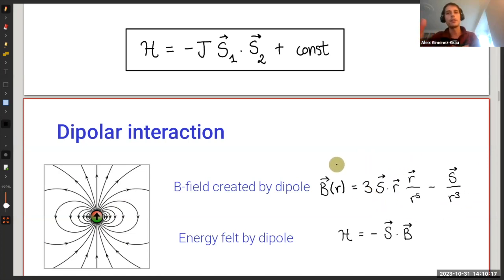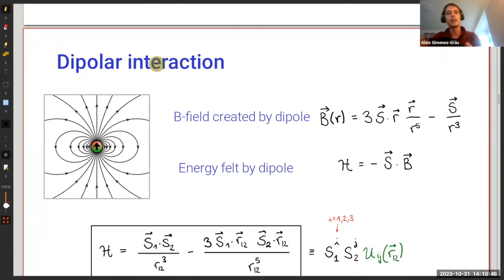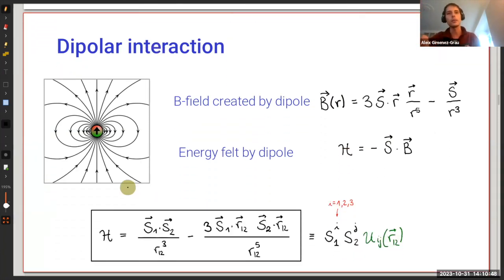And that's one part of the story. The other part of the story is that if you have a dipole and you put it in a magnetic field, then it also experiences some energy. There's an energy which is negative S times B. So when you combine these two equations, it turns out that whenever you have a pair of dipoles, each dipole generates a magnetic field, but then the other dipole is in this magnetic field, so it experiences some energy, and the system itself has a certain energy. And that's the type of contribution we want to take into account in this talk.